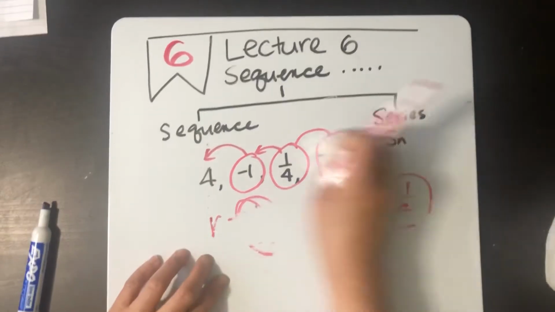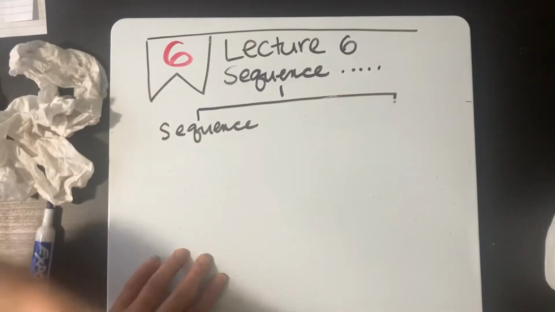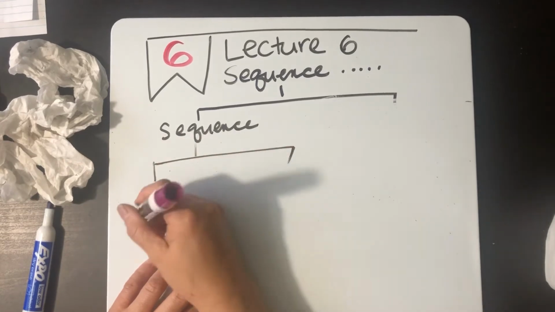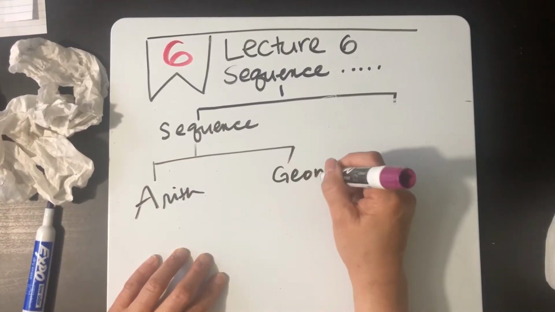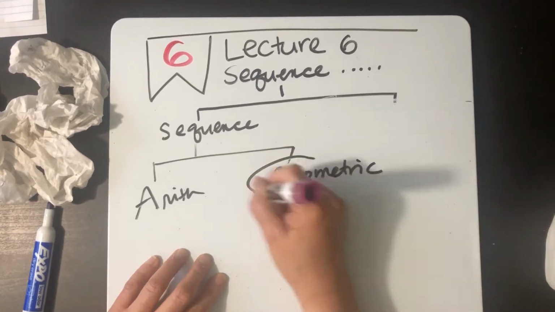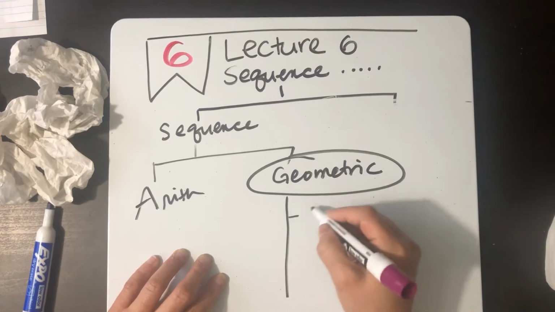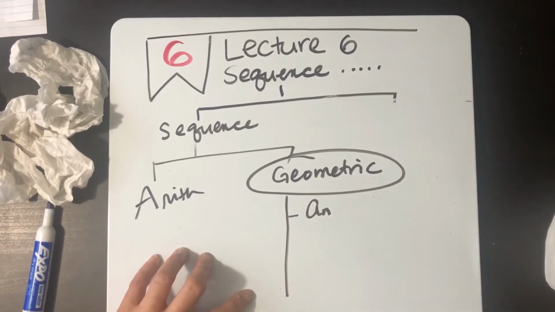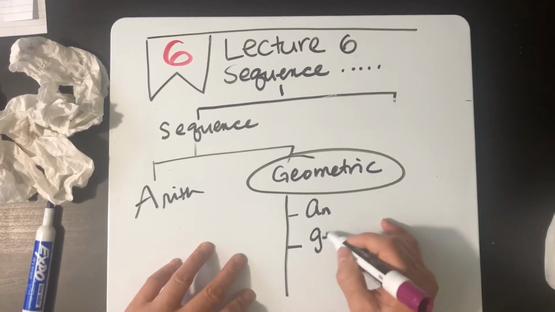Now, we are learning sequence, and like I said, there are two kinds: arithmetic, and the other one is geometric. And we are here right now. So in this lecture, I am going to talk about how to find AN, the nth term. The next one, I am going to talk about the geometric mean.